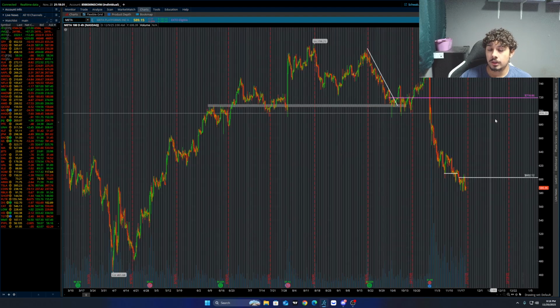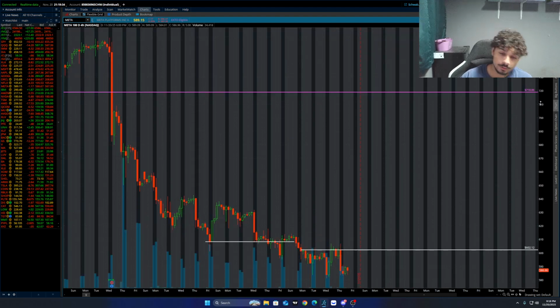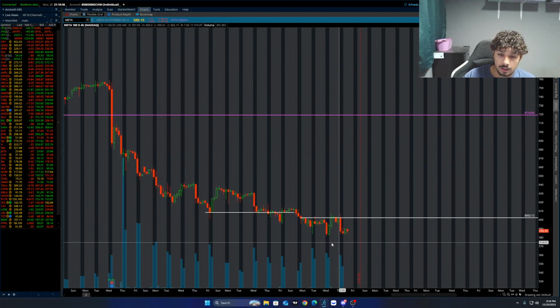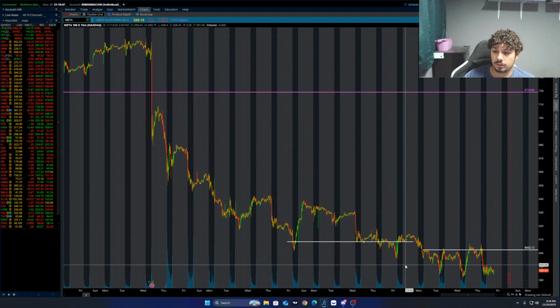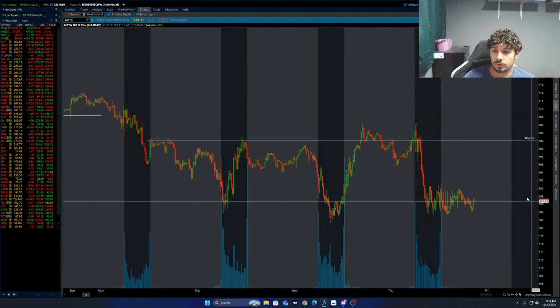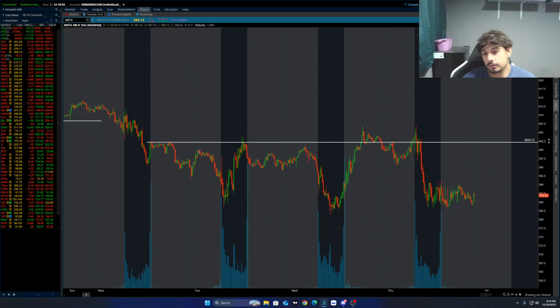So, Meta. I think I got this one perfect, actually. We said anything below this line is going to be a short. And if we look, this is another perfect trade. If we look at today, it couldn't really break above this level. It broke above, but it never broke above the pre-market high. So what happened next? It went all the way right back down.